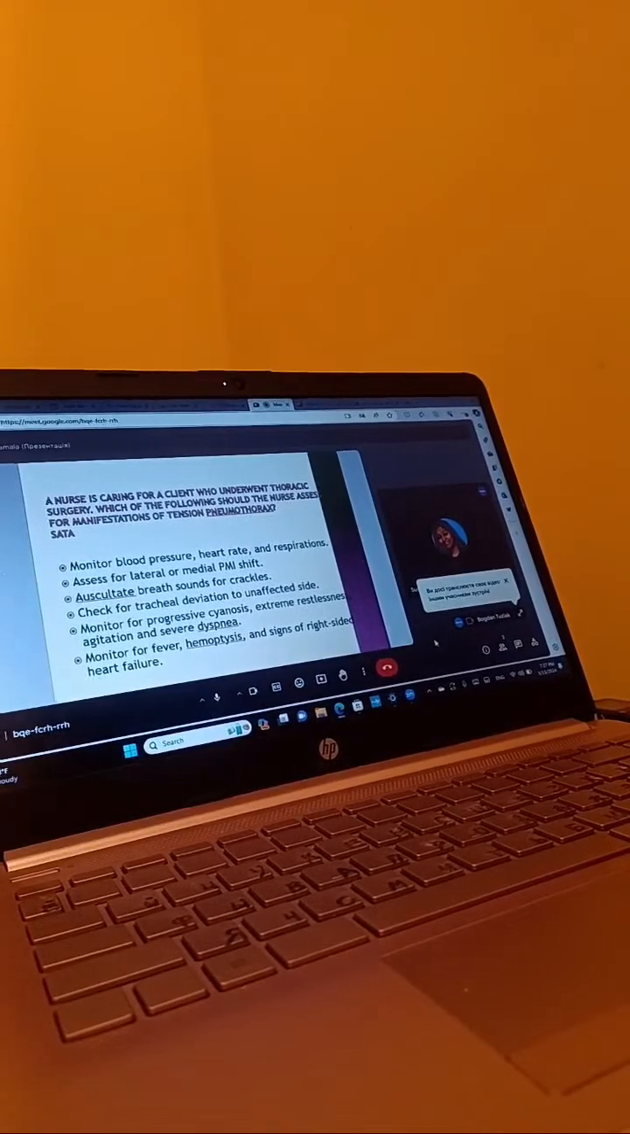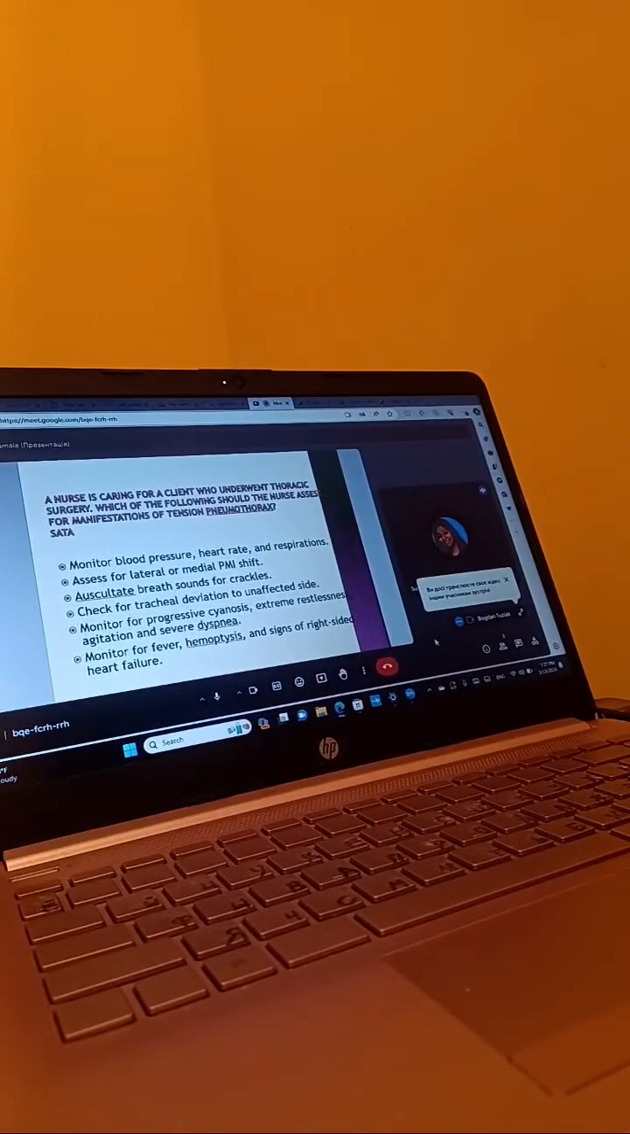Assess for lateral or medial PMI shift. Is that correct or wrong? Yes, correct, because in the last question I told you that because of this pushing, the heart will move either to the left or right. So where you hear the point of maximum impulse, the best heard heart rate point, will move either left or right. Correct. Next.